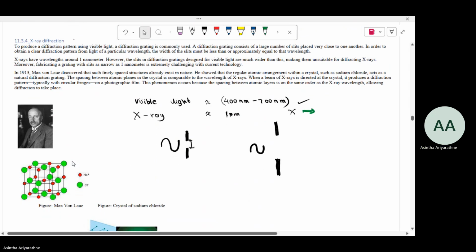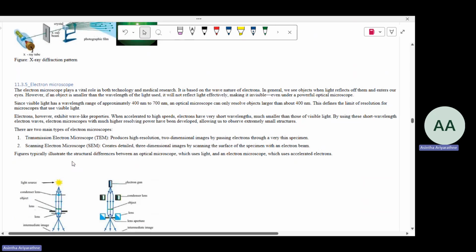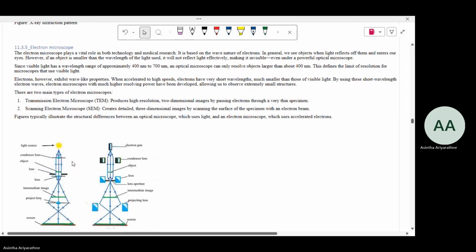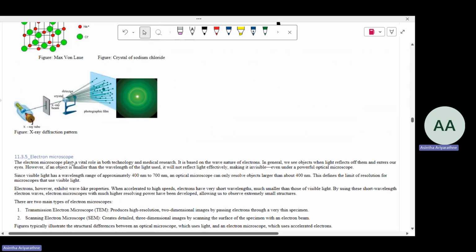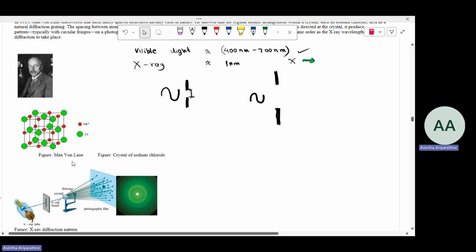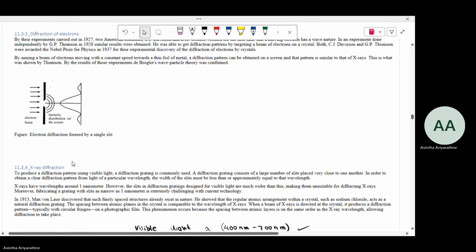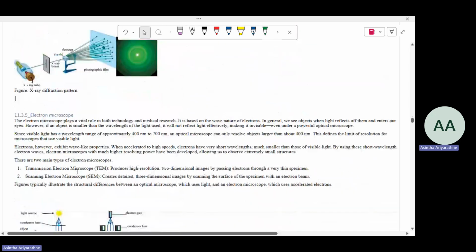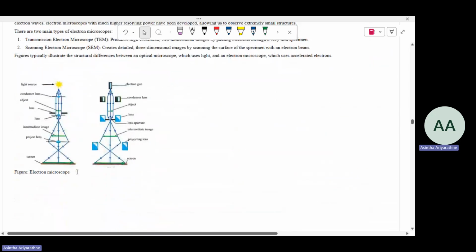Right. Using this same concept of the wave nature of electrons, the electron microscope is constructed.